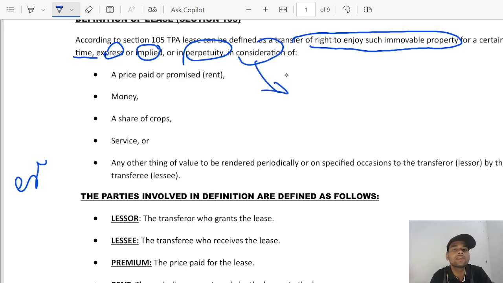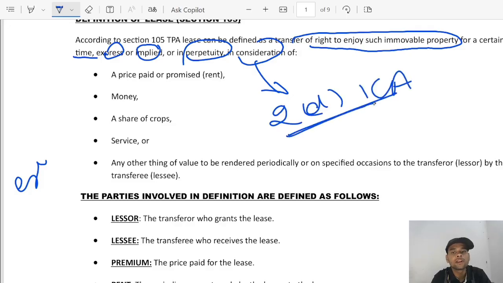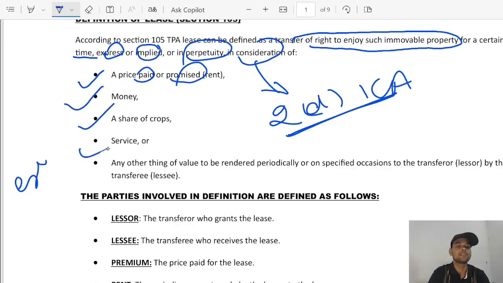we had already studied about the consideration. Basically, Section 2(d) of the ICA deals with the definition of consideration. Under Section 105 of the Transfer of Property Act, consideration may be price paid or promised. It can also be money. It can also be share of crops. It can also be a service or any other thing of value to be rendered periodically or on a specific occasion to the transferor by the transferee.